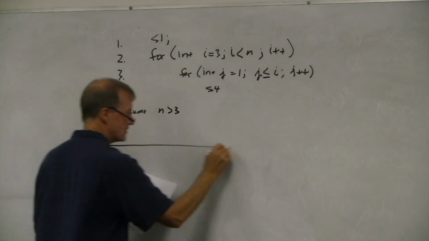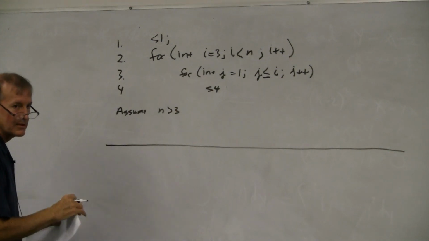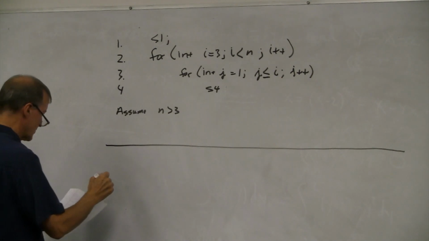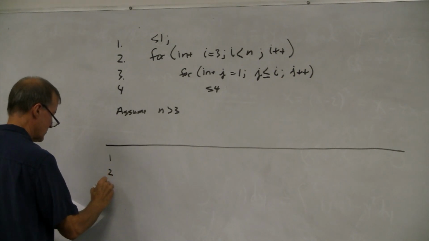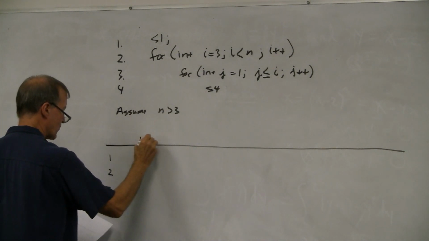And here's our table. And I think getting this table written up is what people had problems constructing. So here's our statements: 1, 2, 3, 4. And let's start off with n equals 4.